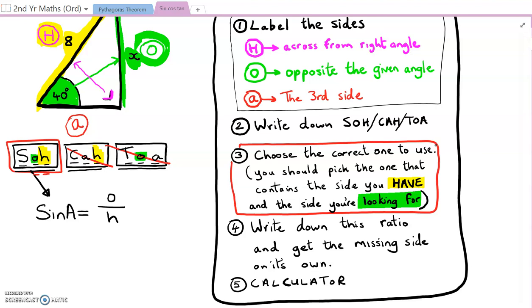There we go. So the sine of the angle is equal to O. What's O? It's x over H. What's H? It's 8. Okay. Write down this ratio and get the missing side on its own. So I need to get this x on its own. So I need to bring the 8 over to this side. Now at the minute, it's dividing. So if I bring it over to the other side, it will multiply.